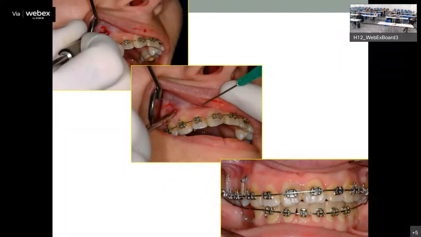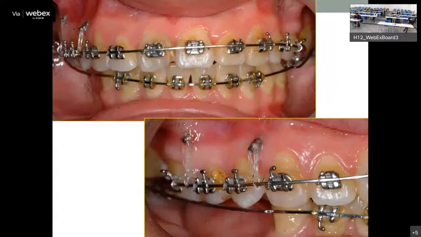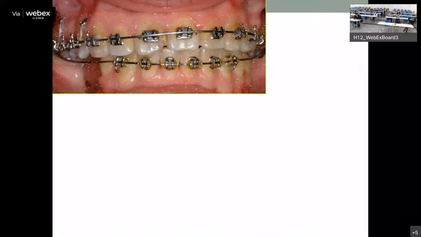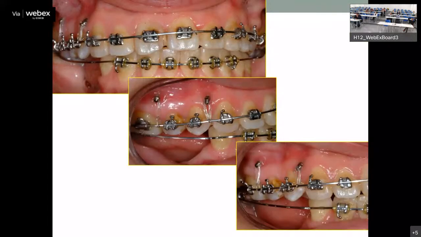We inserted 2 miniscrews on the side of canting from the buccal side, and of course from the palatal side to overcome the buccal flaring. And we applied intrusion force using an elastic chain from the archwire to the microscrews. Again, it takes time to notice that there is improvement.